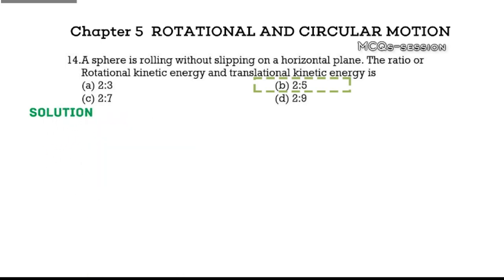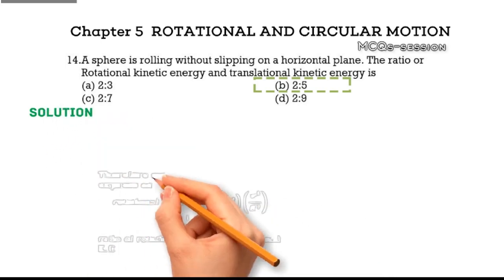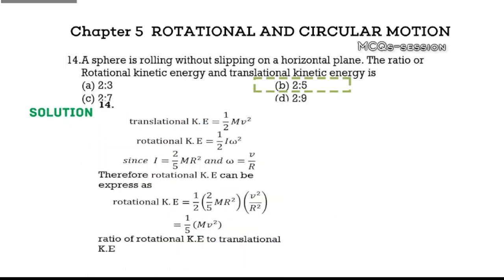Explanation. The formula for translational kinetic energy is 1/2 of the mass times the velocity squared. The formula for rotational kinetic energy is 1/2 of the moment of inertia times the square of the angular velocity. For a solid sphere, the moment of inertia is 2/5 of the mass times the radius squared. The angular velocity can be expressed as the velocity divided by the radius. Substitute the expressions for the moment of inertia and angular velocity into the rotational kinetic energy formula.